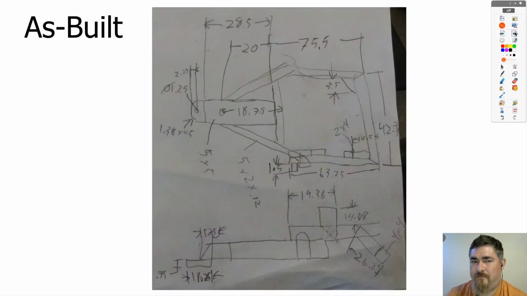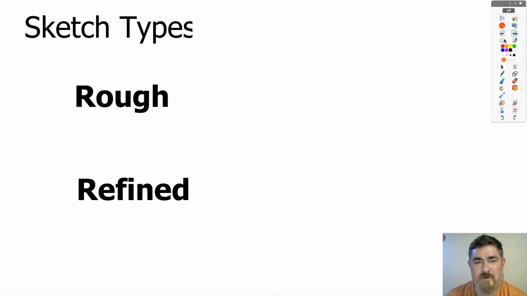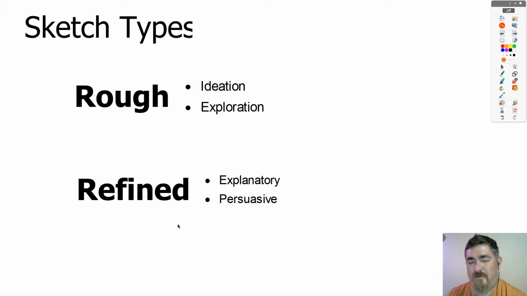Okay, so as-builts. There's two different kinds of sketches. There's rough sketches, just for coming up with ideas or exploring things, like you just saw on the as-built. And then there's refined sketches that are used more to explain how something works, and to persuade people to invest in the thing.